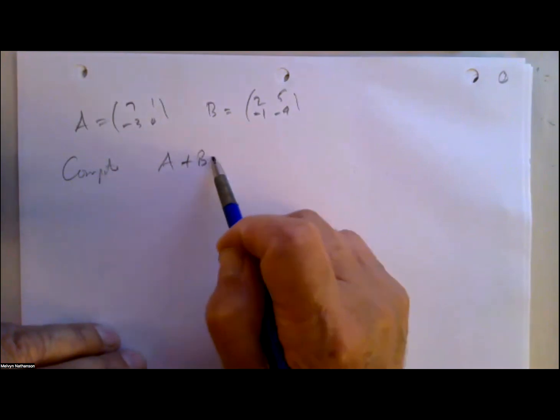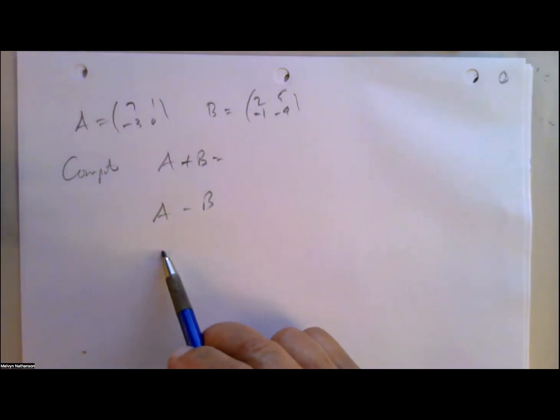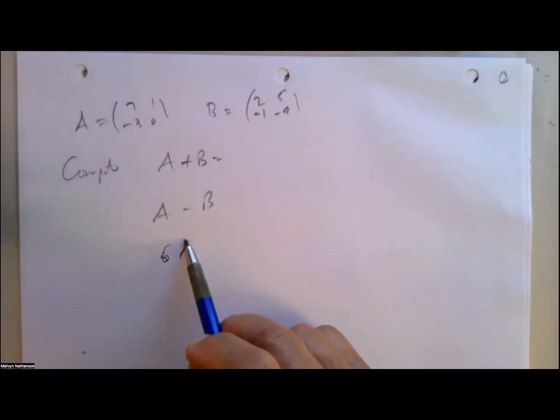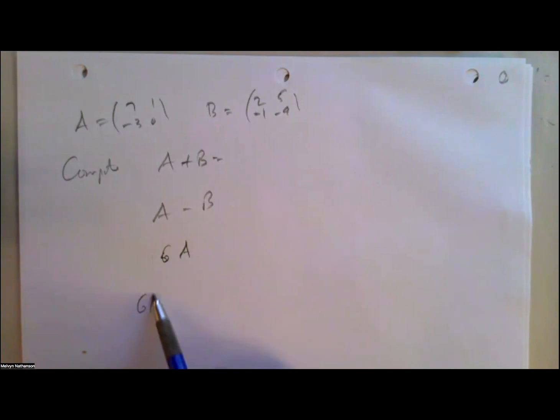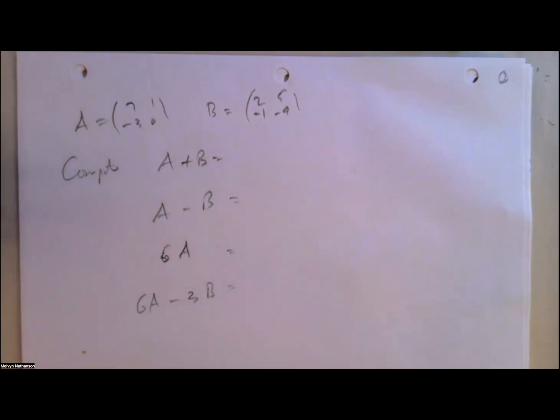A plus B, A minus B, 6A, 6A minus 3B. So these are all going to be 2 by 2 matrices. Matrices must have the same shape to add or subtract them. So do these calculations, and I'll pause for a minute and give you a chance.